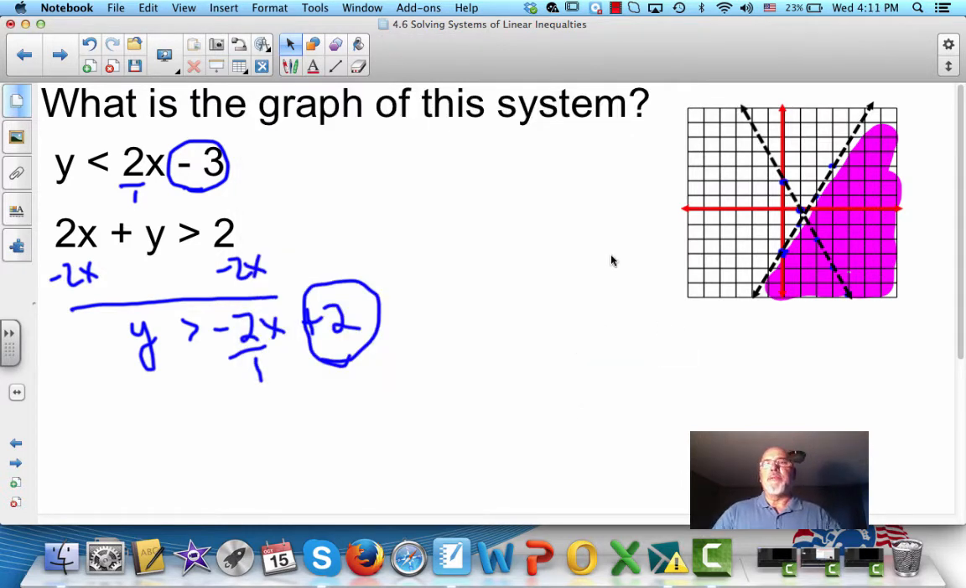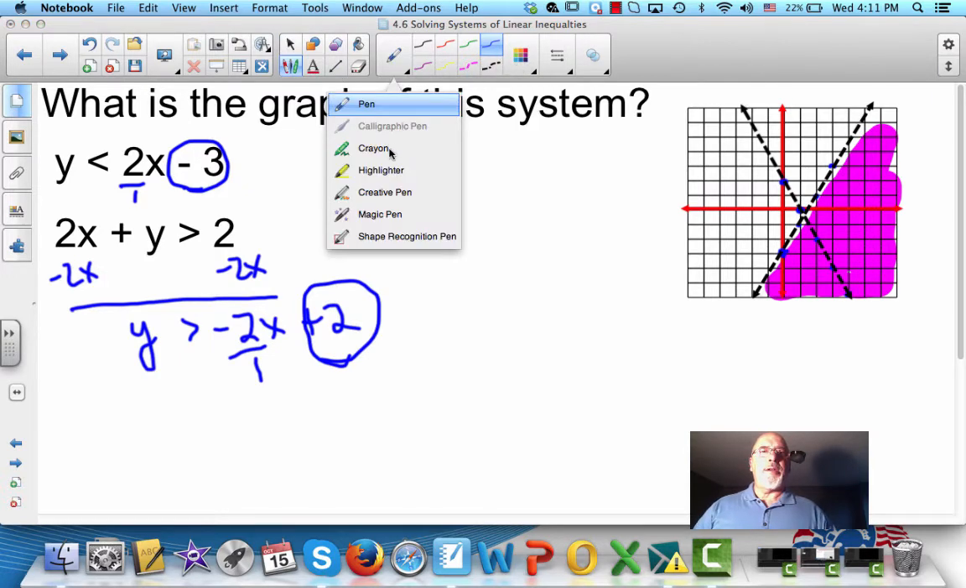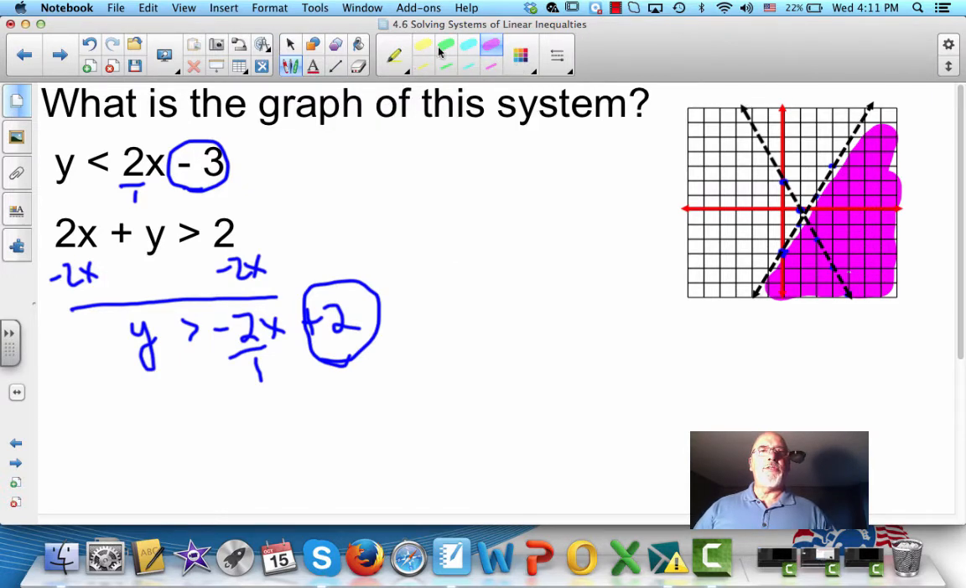All right, so now where do we shade this one? It says y is greater than. So when it says greater than, that means we shade above it. Very important not to get confused on your lines here. This is the line we're dealing with right here, and we're going to shade above it. What color should we choose? Let's choose yellow. So we shade above this line like this. Yellow and purple make red. Look at that.